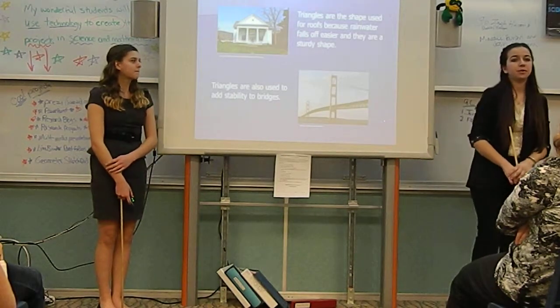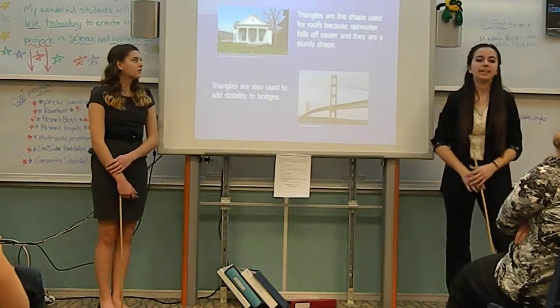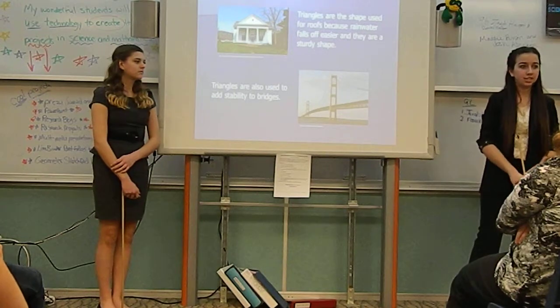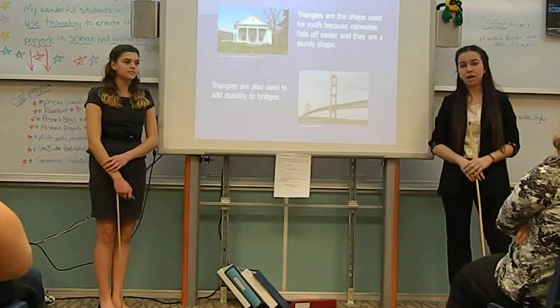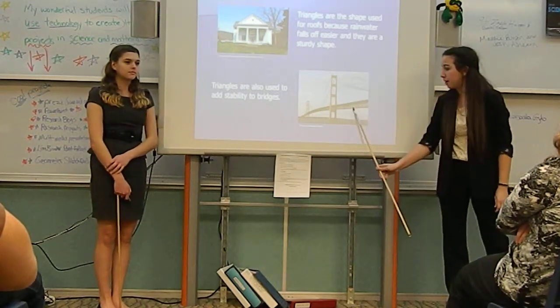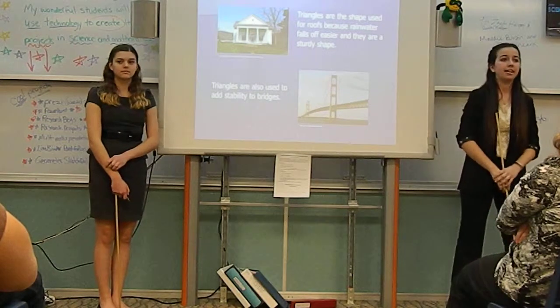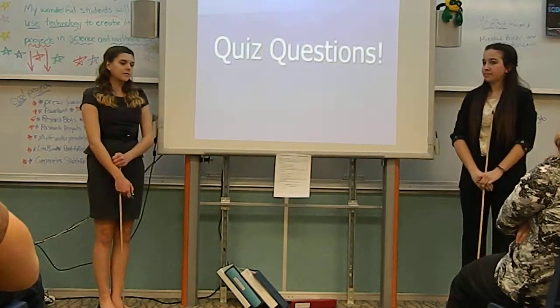The application to the real world is that triangles are always around us, and triangles are the base shape for any type of roof. With a roof, the rainwater can easily fall off. Triangles are also a very sturdy shape, so that is why they are used for the making of bridges, to add stability and to increase the stability of a bridge. Now it's time for quiz questions.